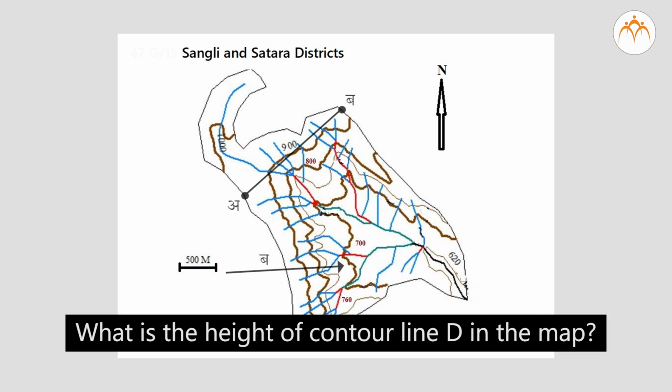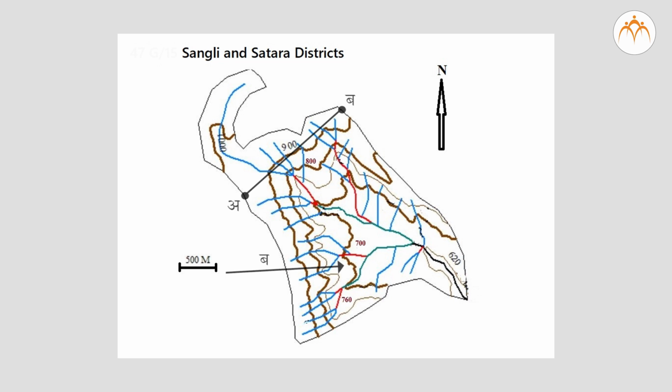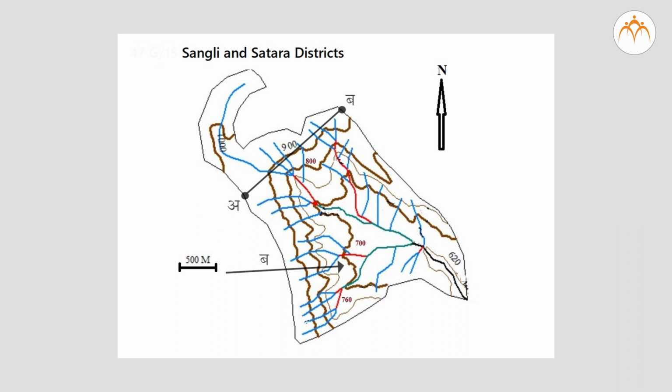What is the height of contour line D in the map? The contour lines are shown in brown color. The first contour line in the northeast direction shows the height of 1000 meters. As we move towards the southeast, the line shows 900 meters, then 800 meters, then a light brown line shows 760 meters. Finally, it shows the light brown line at 620 meters. The contour line B indicates a height of 700 meters.